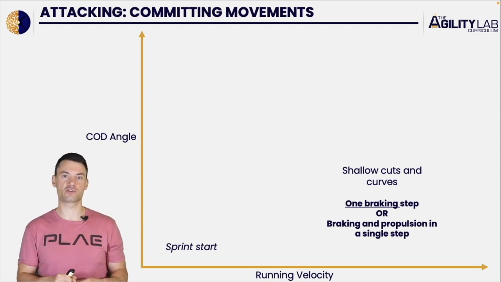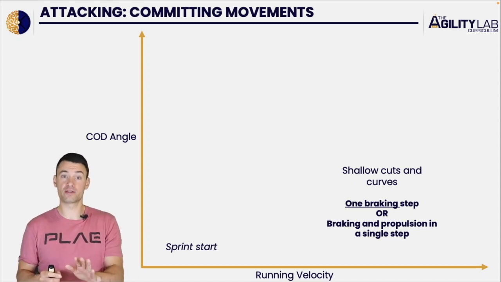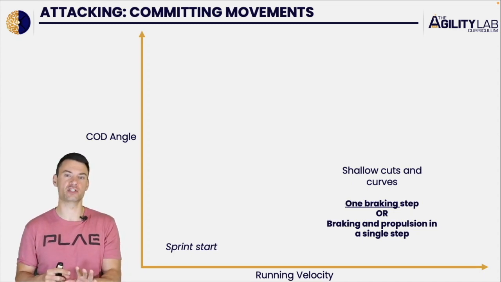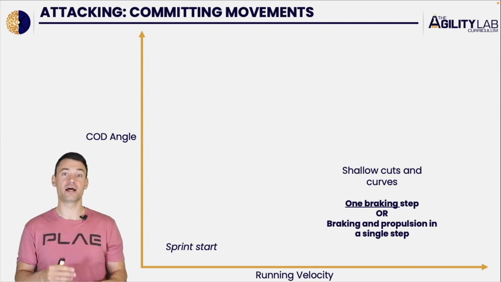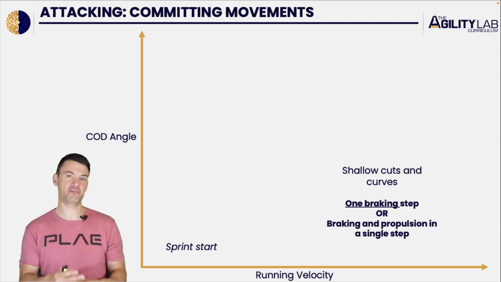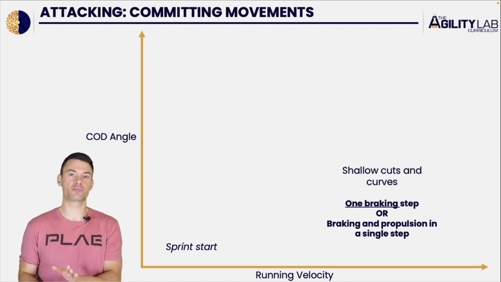Everything in this category either only has one step for braking, one step that initially provides some deceleration and then the following steps are all propulsive, or each step is a combination of propulsion and braking at the same time. So a curve, maybe a curve that occurs in 4 different steps. Each step is doing a little bit of braking and doing a little bit of propulsion to go into the new direction.